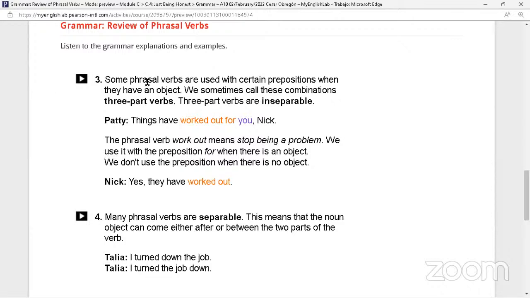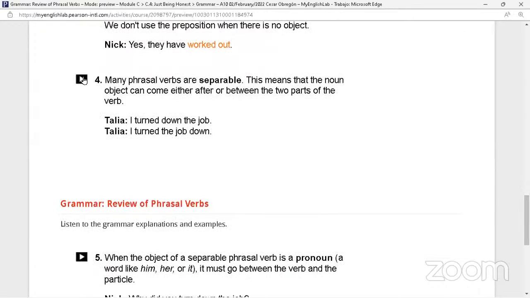So yes, some phrasal verbs are used with certain prepositions when they have an object. We sometimes call these combinations three-part verbs. For example, worked out for you. We have worked out for, and then you. This is the inseparable, the second part, and third. Now with the pronoun, I'm sorry, for.